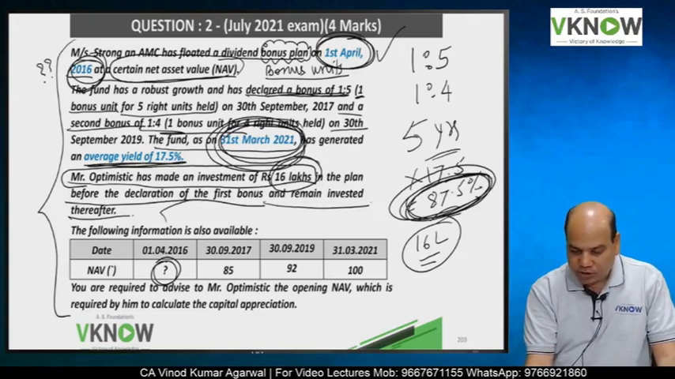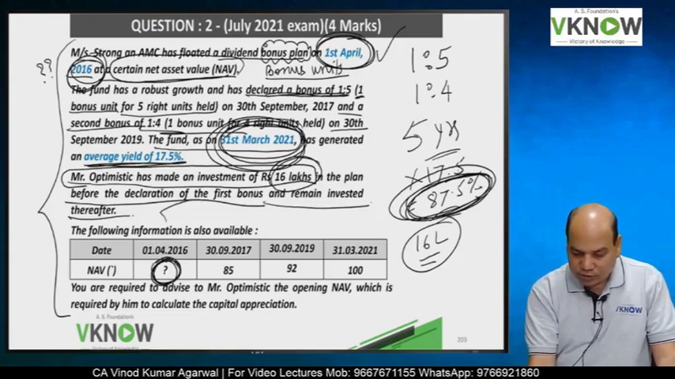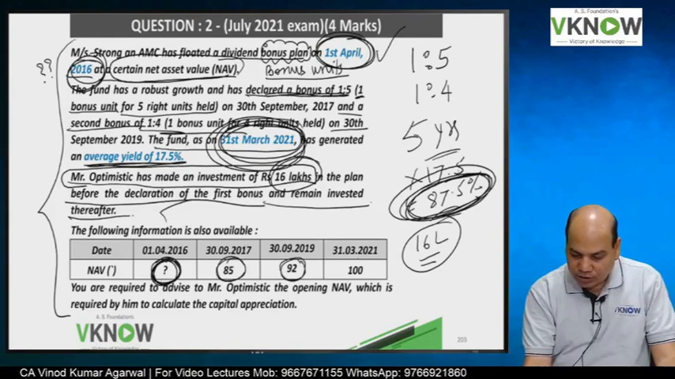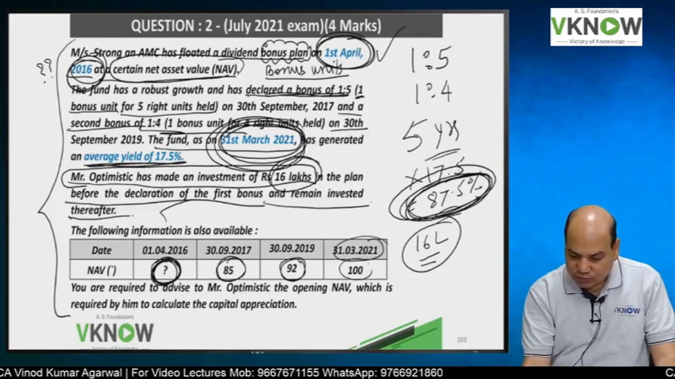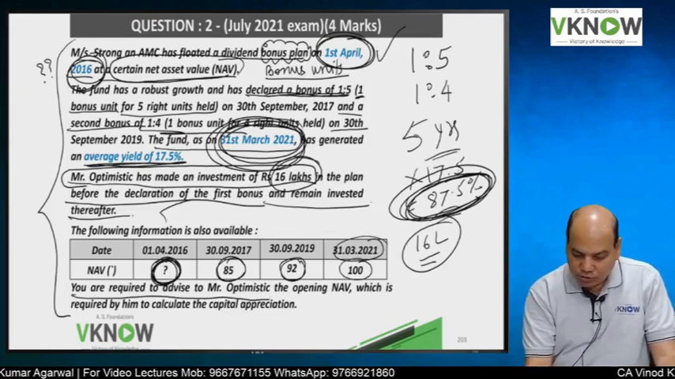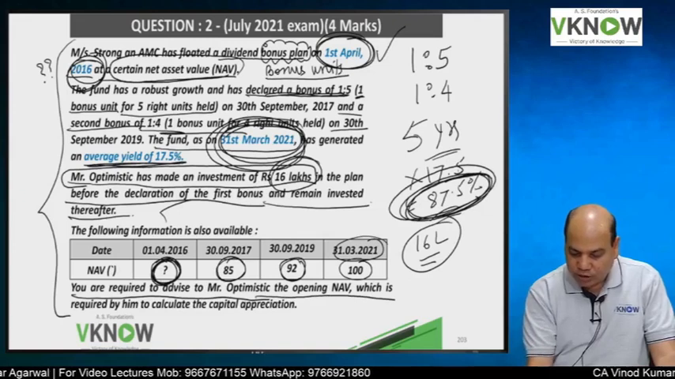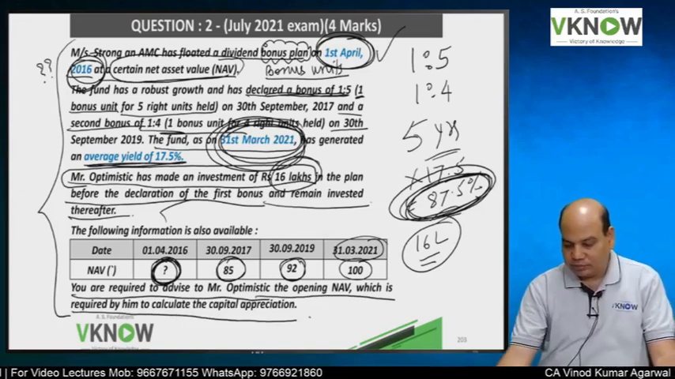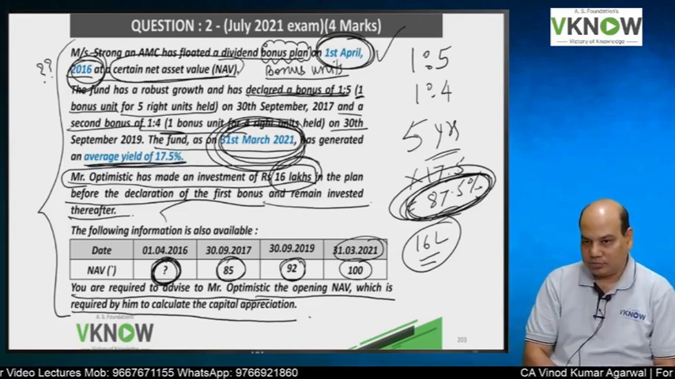The following information is also available. You have to find out the NAV on this date. They have given you NAV on 30th September 2017, 30th September 2019 and 31st March 2021, 100. You are required to advise Mr. Optimistic the opening NAV which is required by him to calculate the capital appreciation.